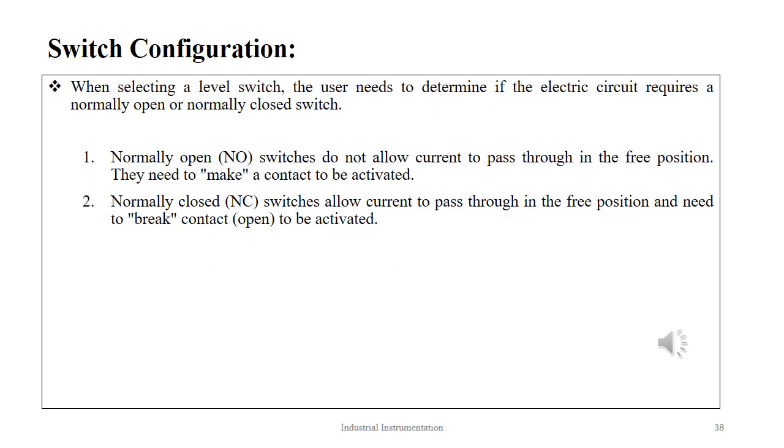When selecting a level switch, the user needs to determine if the electric circuit requires a normally open or a normally closed switch. Normally open, denoted by NO, switches do not allow current to pass through in the free position. They need to make contact to be activated. The normally closed, marked as NC, switches allow current to pass through in the free position and need to break contact open to be activated.